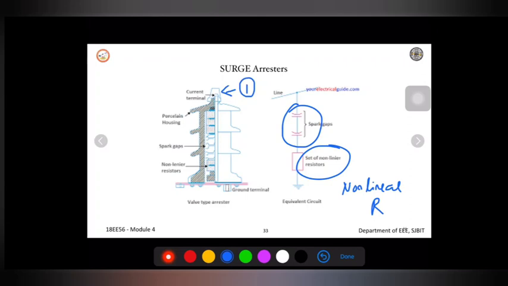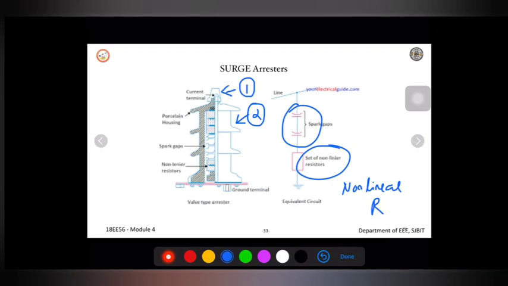Number 1 is a line end connector, where the transmission line will be connected to that end. And number 2 is a porcelain housing, where the entire outside part of the surge arrestor will be made of porcelain. So it is nothing but an insulator type, where within that housing the entire nonlinear resistor and spark gap will be present. So number 2 is nothing but the porcelain housing.